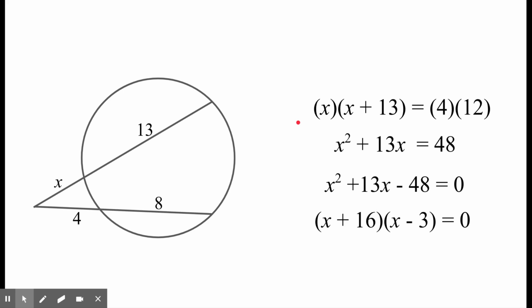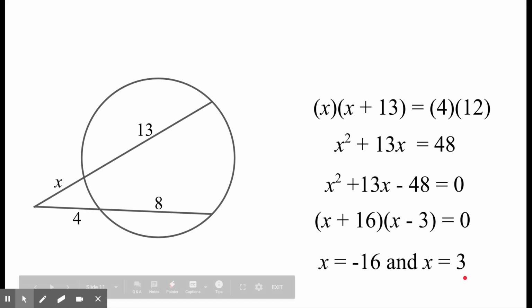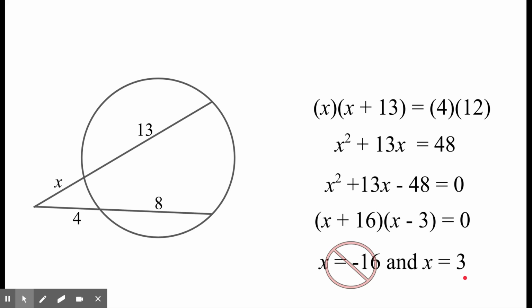We end up with x plus 16 times x minus 3 equals 0. And when we subtract to solve, we end up with two answers. X equals negative 16 and x equals 3. Now, we know from context that this problem is referring to length. So even though algebraically both of these answers work, we know that the x equals negative 16 does not work in this problem.